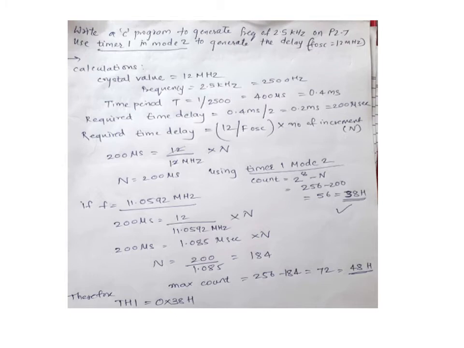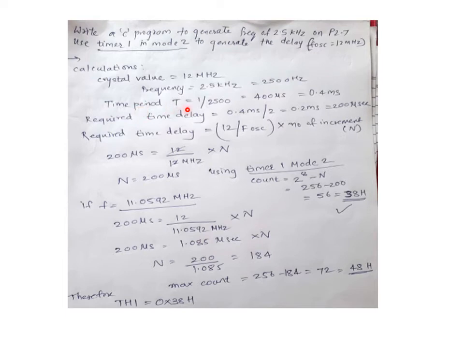So now we will see the program: write a C program to generate frequency of 2.5 kHz on port 2.7 using timer 1 in mode 2 to generate the delay. Here the oscillator frequency is 12 megahertz. So first we will do the calculations. Here the crystal value is equal to 12 megahertz. So frequency is given 2.5 kilohertz, or we can say 2500 hertz.